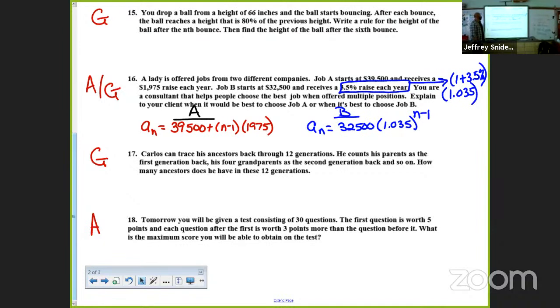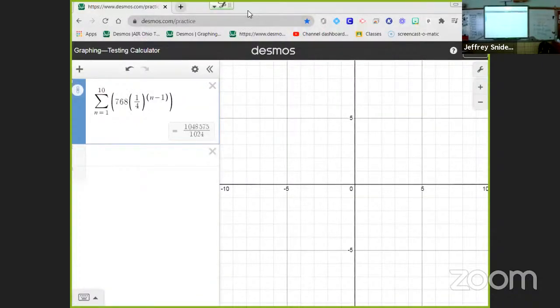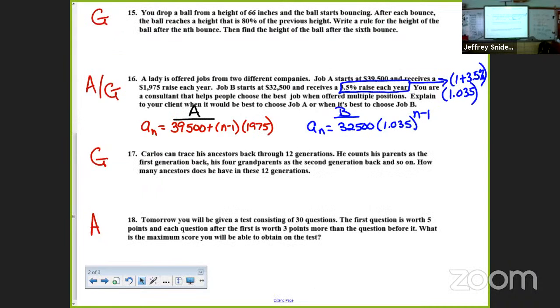Then it says, explain to your client when it would be best to choose job A or when it's best to choose job B. Well, let's graph them. Take a look at these. I'm going to open up Desmos. I'm going to pull it back over here so I can see it and type at the same time. Instead of typing A sub n, guess what I'm going to type? y equals 39,500 plus the quantity x minus 1, times the 1975.